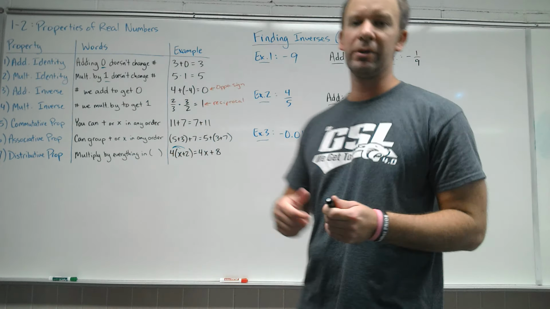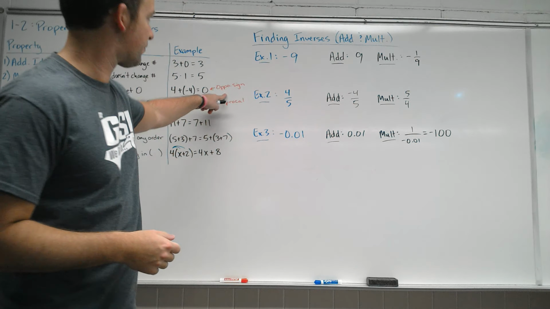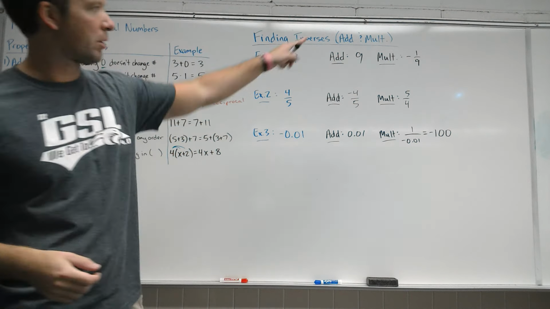So inverses are really easy to do. Opposite sign for the adding ones. Do the reciprocal for the multiplying ones.